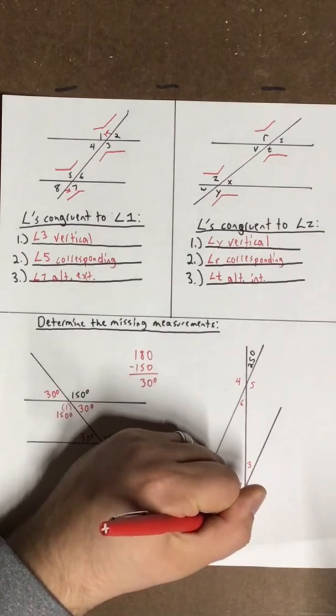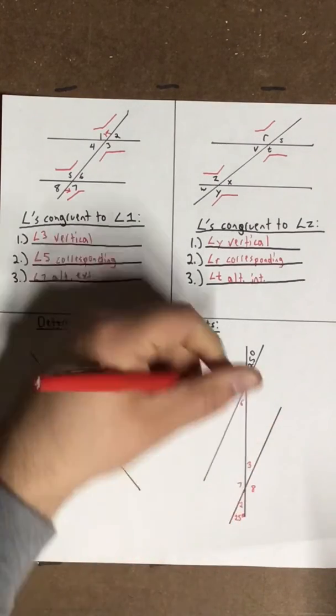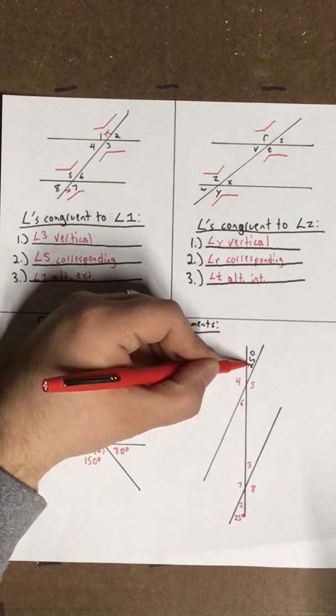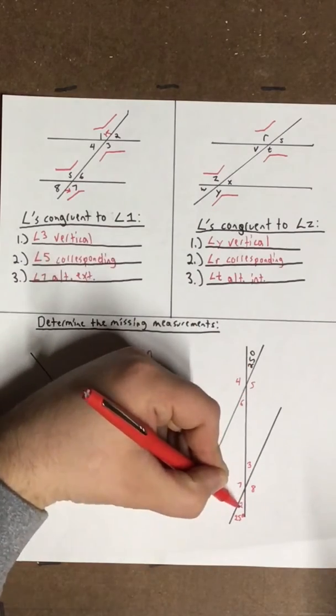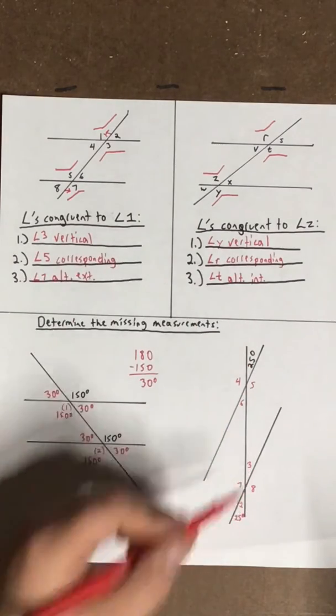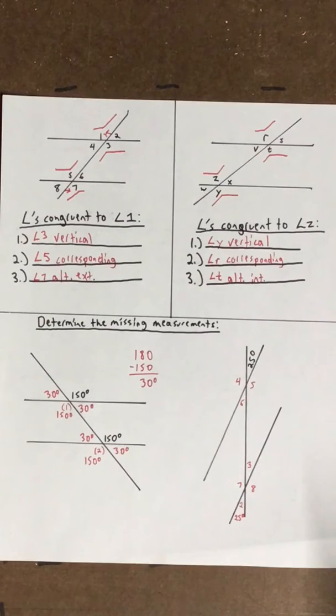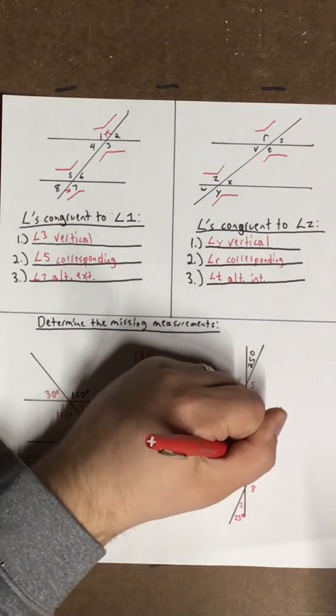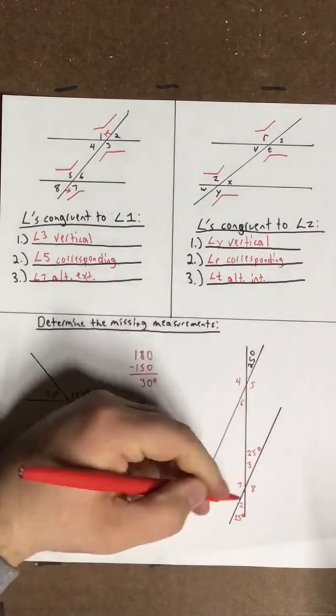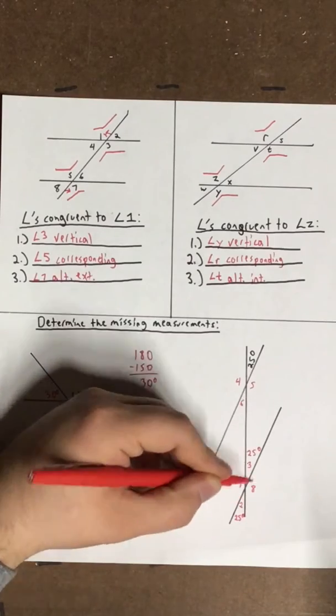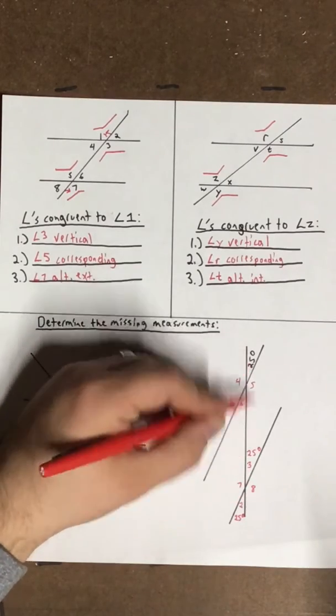This one would be 25 degrees. It would be an alternate exterior. This is on the right, this is on the left. See if you can figure out 3. 3 is also going to be 25 degrees. Here, it's because it's vertical. Here, it's because they're corresponding.